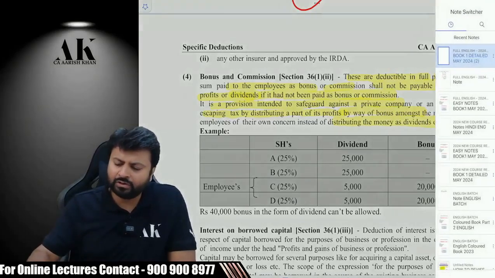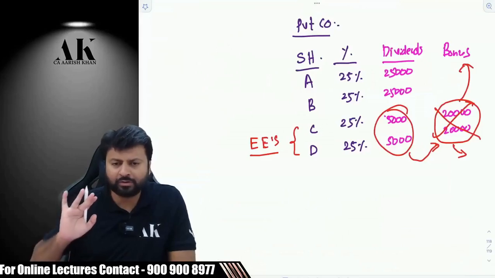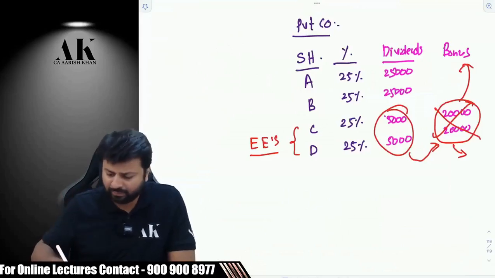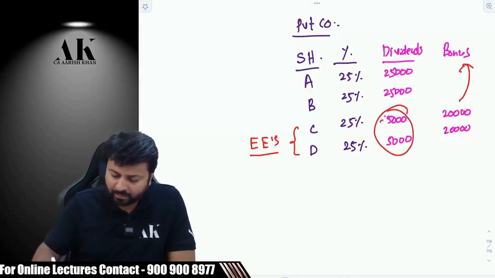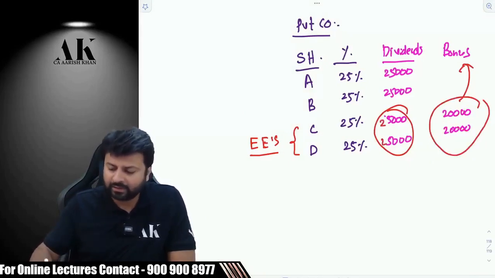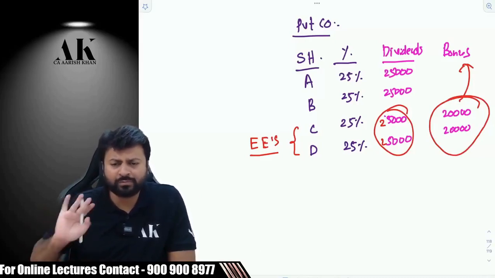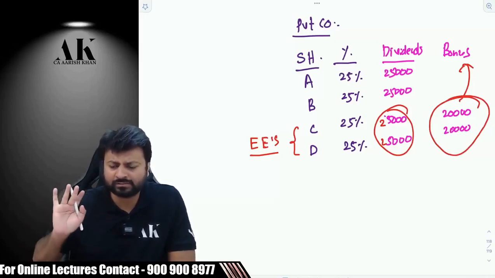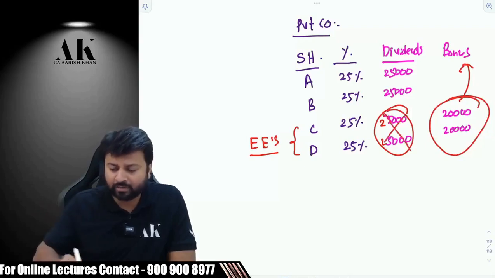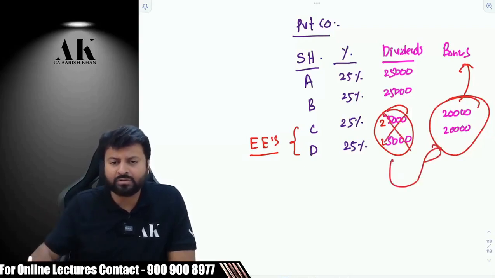Therefore, if you want the employee to be given the bonus, give now. I have no problem, give. But first give equal dividend to all of them. After that, you give whatever you want to give. Is it clear or not? First give equal dividend and then give whatever bonus you want to give to your employees. We don't have any issue in giving bonus. But you cannot show disparity. You cannot transfer the dividend portion as bonus portion. It will not be allowed as deduction.